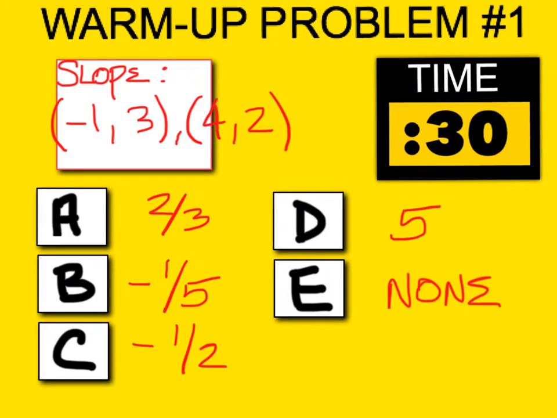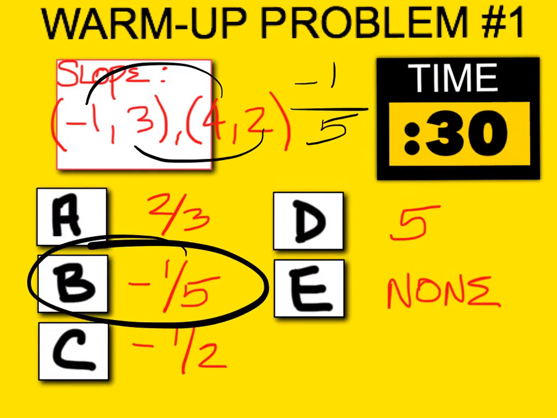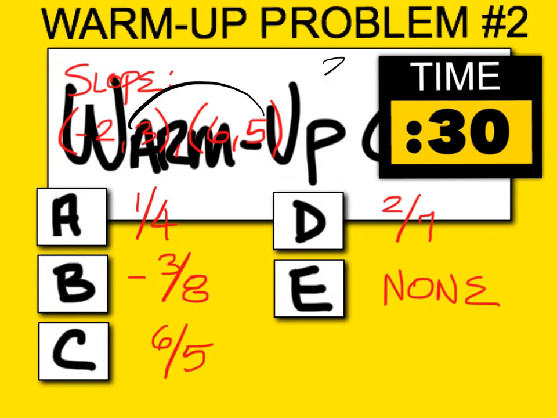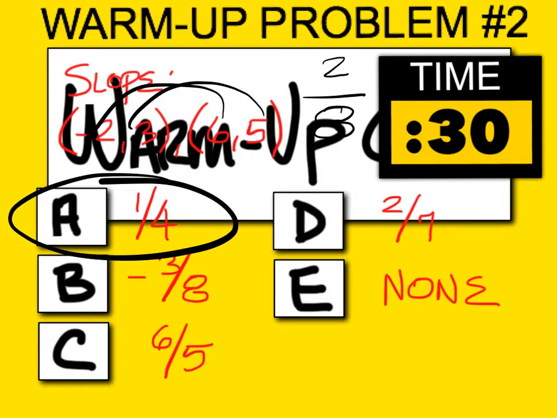For the first one, it is 2 minus 3, that's a negative 1, over 4 minus a negative 1, that is 5, so a negative 1 over 5. B is the answer. Second one, 5 minus 3 is 2, 6 minus a negative 2 is 8. You must reduce that to get 1/4. A.